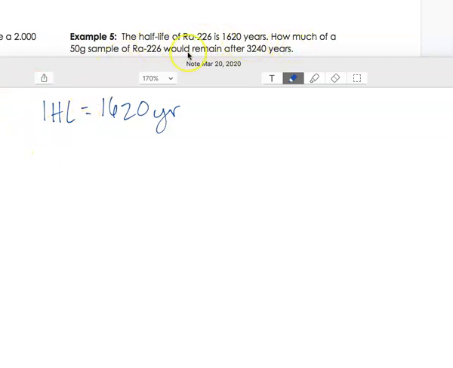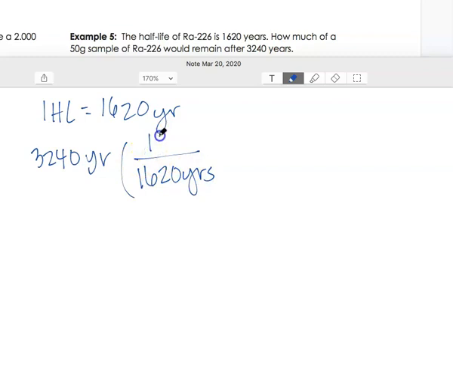It says how much of the 50-gram sample will remain after 3240 years. So we need to figure out how many half-lives will be required or will undergo for this sample. So we have 3240 years. In 1,620 years, you have one half-life.